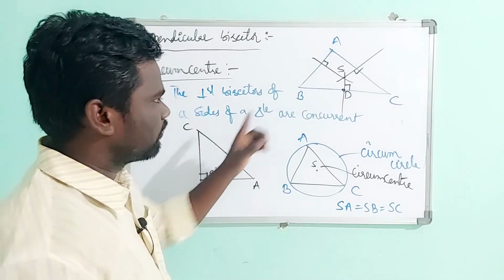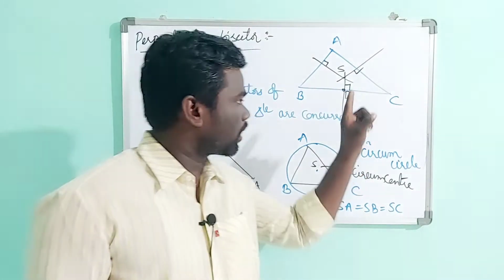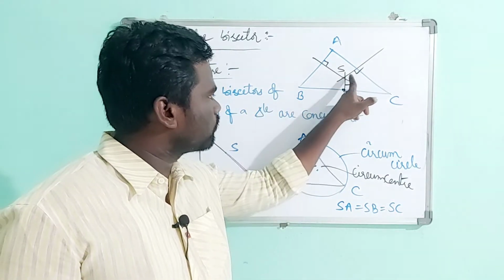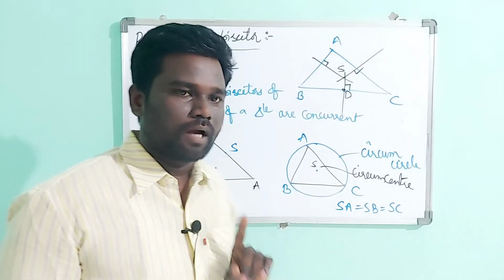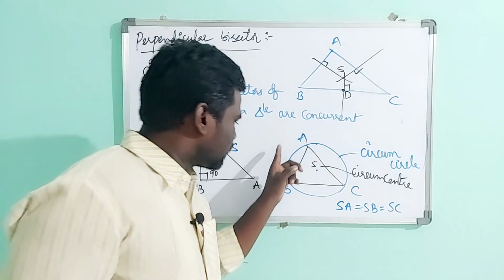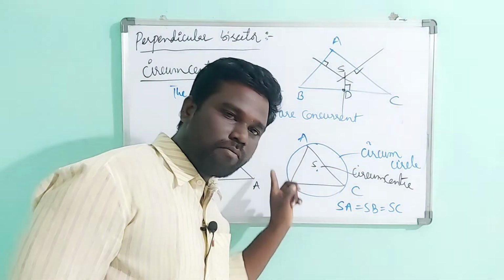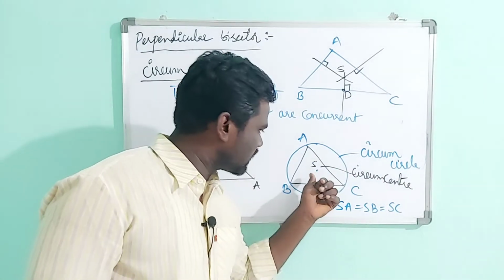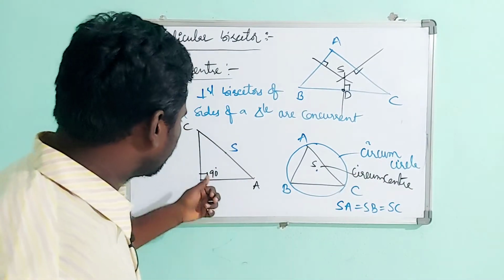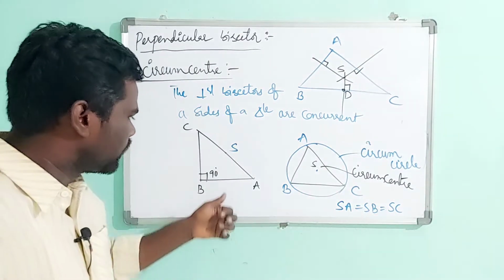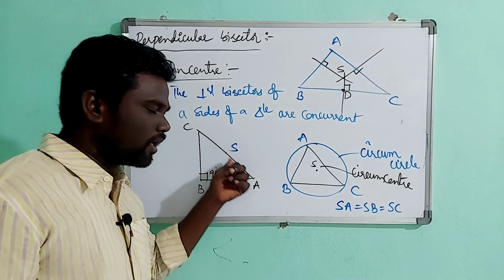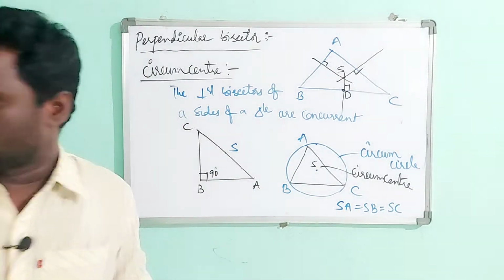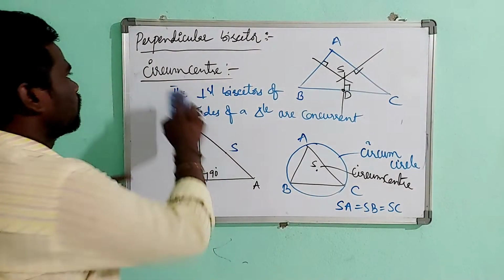So these are the three definitions. The first one is the perpendicular bisectors of the sides of a triangle are concurrent, then the point of concurrency is called circumcenter. The second one is the circle which passes through all three vertices of a triangle is called the circumcircle and the center is called the circumcenter. And in any right angle triangle, the midpoint of the hypotenuse is the circumcenter.